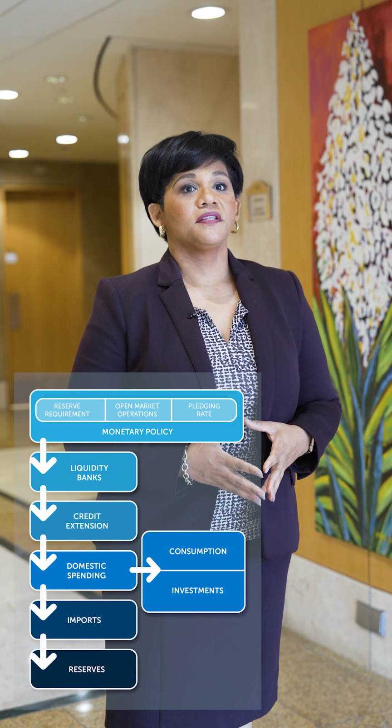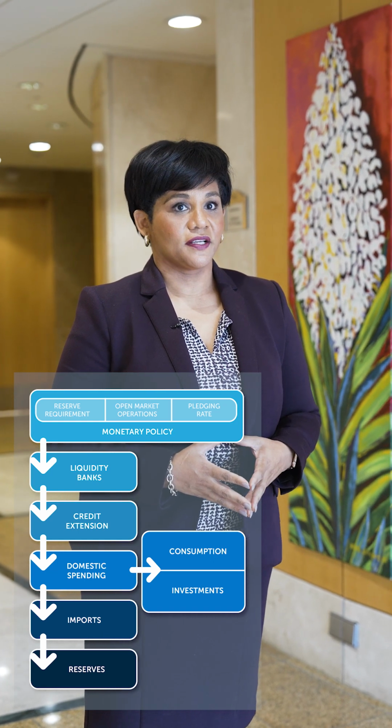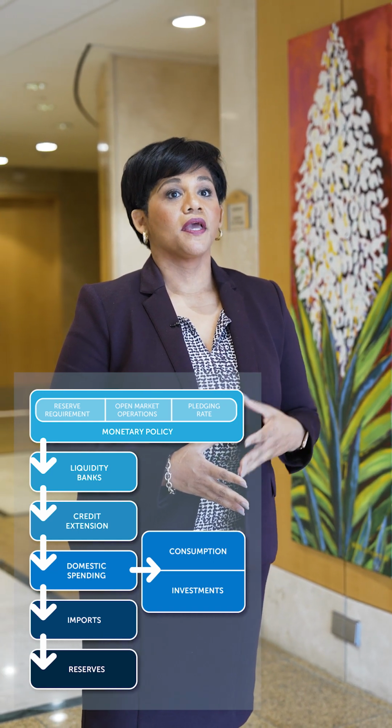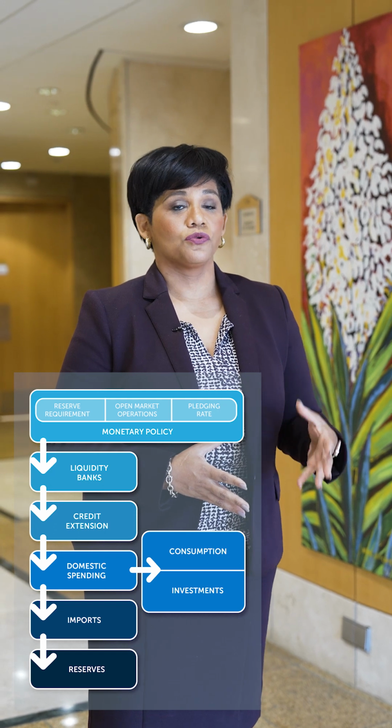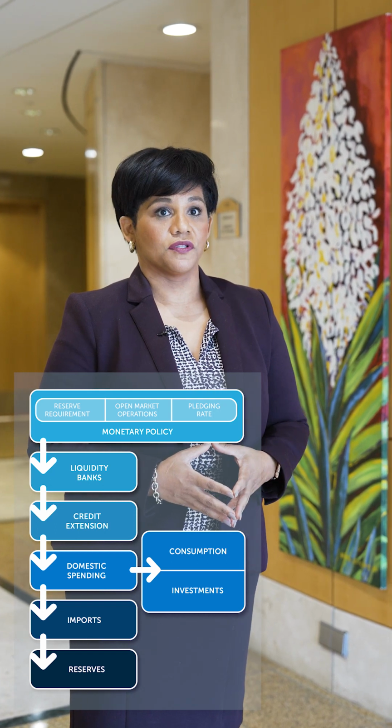The monetary policy instruments of the CBCS are aimed primarily at influencing the liquidity of the commercial banks, as reflected by the current account balances of the commercial banks at the CBCS. Through liquidity intervention, the growth in credit extension, domestic spending, imports, and ultimately gross official reserves can be influenced. The bank has three important monetary policy instruments: the reserve requirement, open market operations, and the pledging rate.